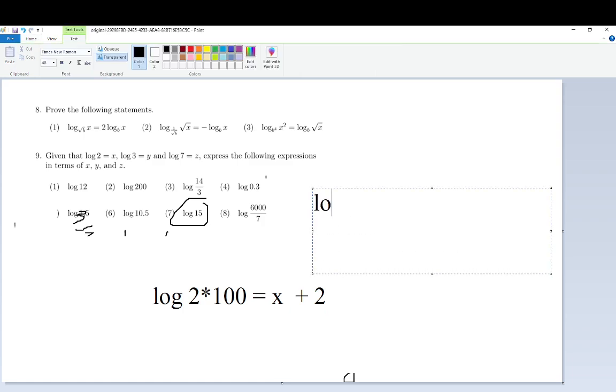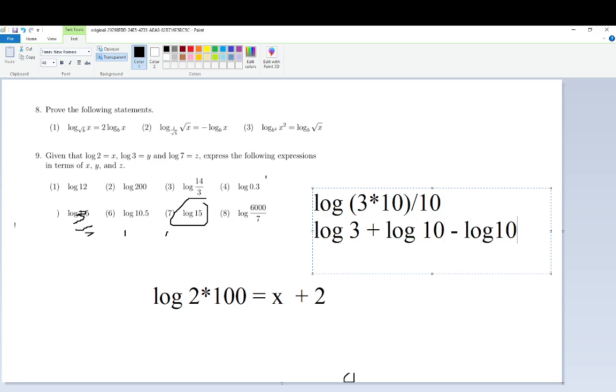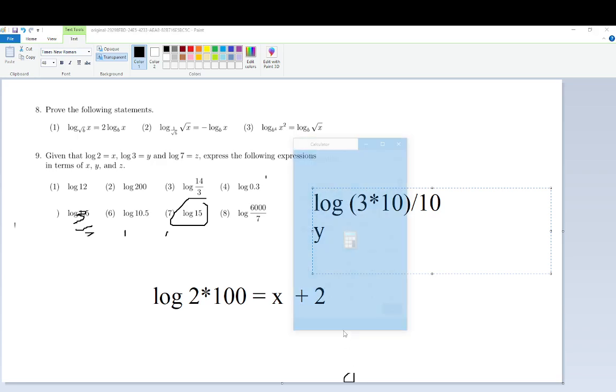Log of 0.3 is simply log of 30 divided by 10. And the top is simply log of 3 times 10. Am I allowed to break it up like that? There we go. Which simply becomes log of 3 plus log of 10 minus log of 10. This is simply 1, 1, which leaves log of 3, and we've been told that log of 3 is the same as y.